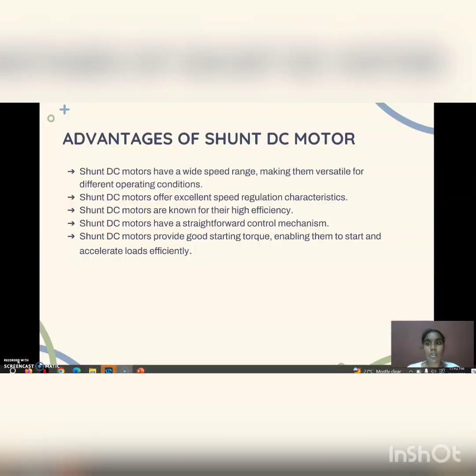So now I'm going to talk about the advantages of shunt DC motors. The shunt DC motors have a wide speed range, making them versatile for different operating conditions, and they also have excellent speed regulation characteristics and are known for their high efficiency. The DC motors have a straightforward control mechanism and provide good starting torque, enabling them to start and accelerate the load efficiently.